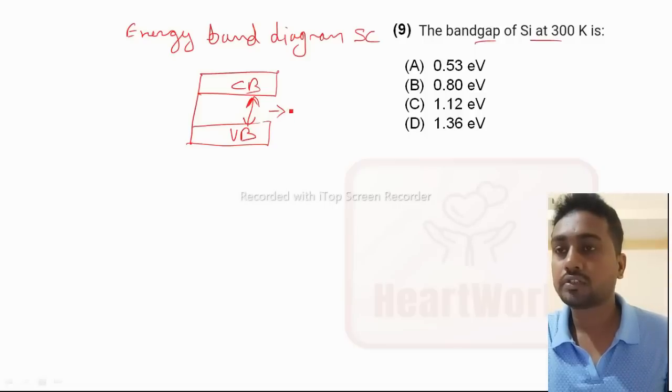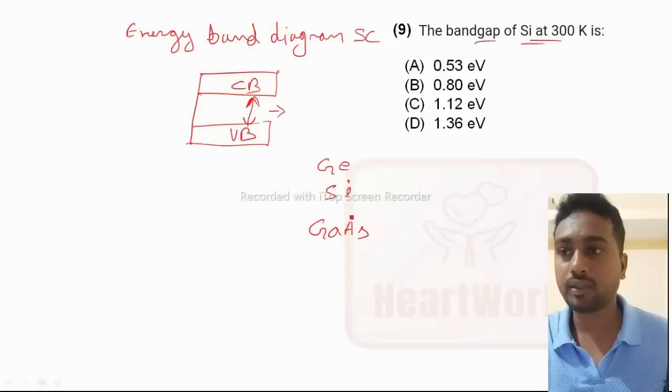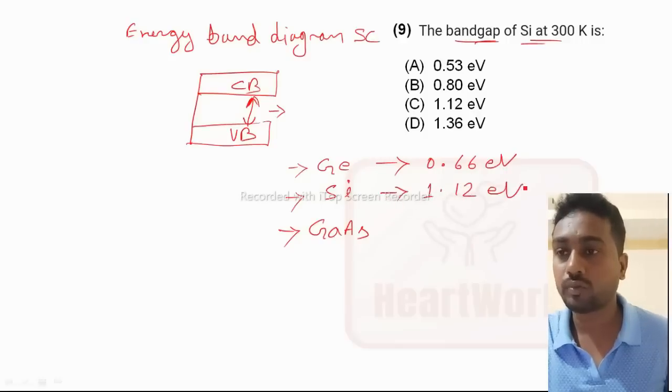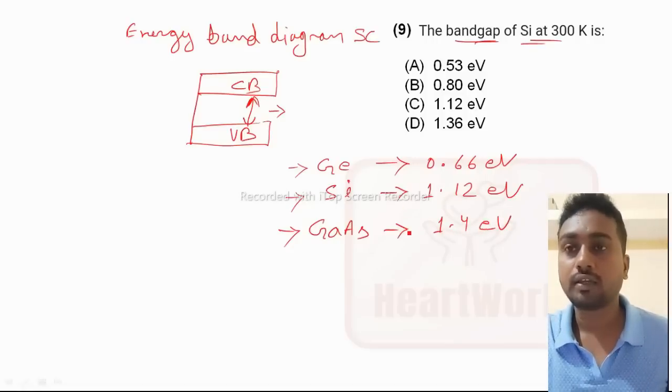Sometimes they will ask questions, and mostly the question will come like this only: the energy band gap of germanium, silicon and gallium arsenide. These three questions will come. For germanium, the band gap is 0.66 electron volt. For silicon it is 1.12 electron volt. For gallium arsenide it is 1.4 electron volt. So you have to remember this. A question may come from any one. Here they are asking for silicon, so for silicon it is 1.12 electron volt.